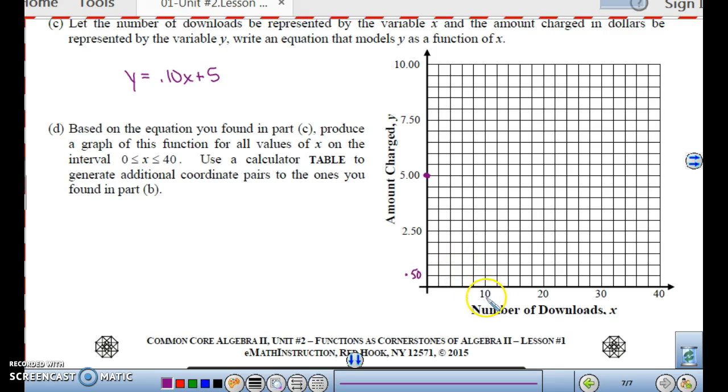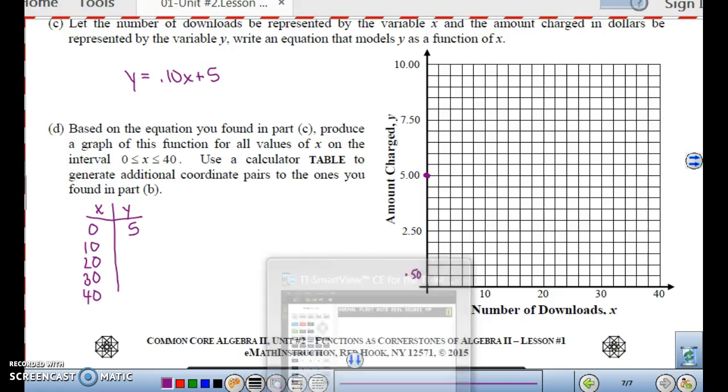All right, so they want us to go from 0 to 40. Now notice this is marked off as 10, 20, 30, 40. So why don't we just find the values at those values? We know 0 is at 5. We want to go 10, 20, 30, 40.